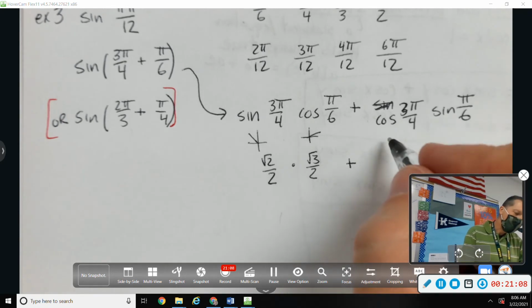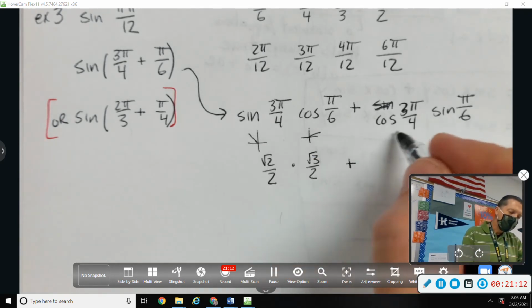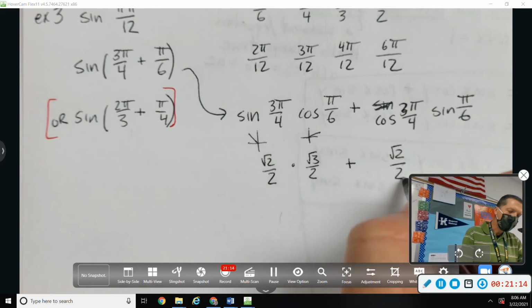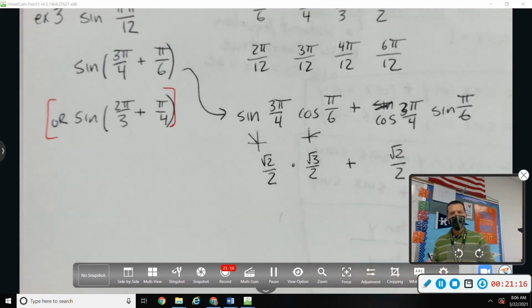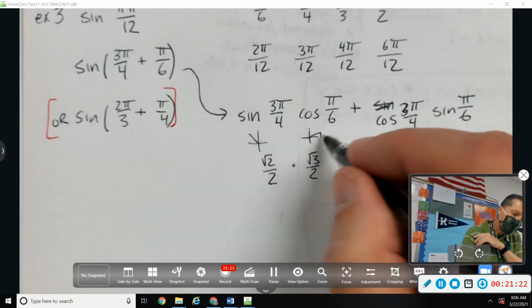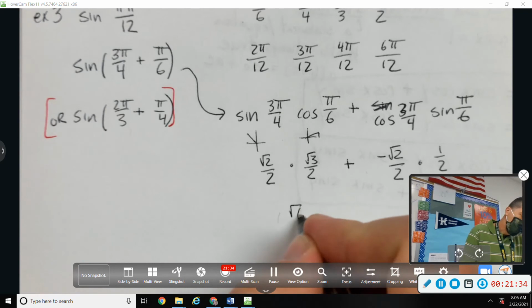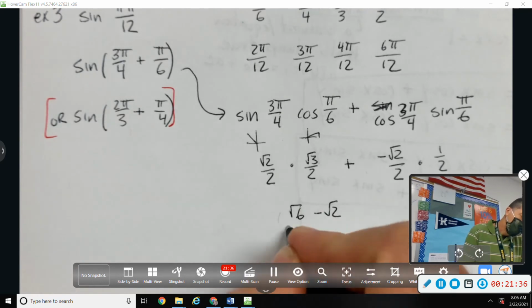Cosine of 3 pi over 4. So it's over 4, so it's got to be root 2 over 2. But is it positive or negative? Negative, because it's in the second quadrant. And then sine of pi over 6 is 1/2. And again, you start to feel like you're doing the same problem over and over again, because it's all root 2's, root 3's, and 1/2. So root 6 minus root 2 all over 4.